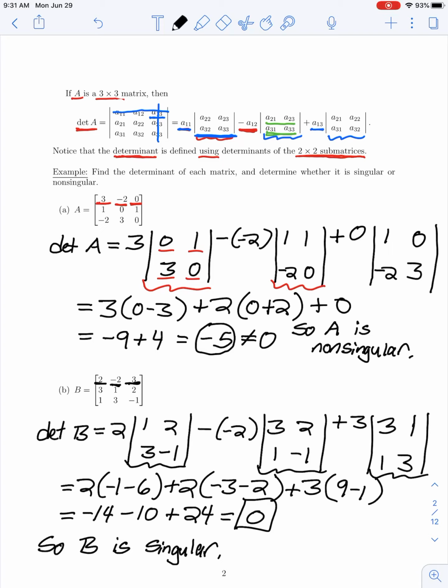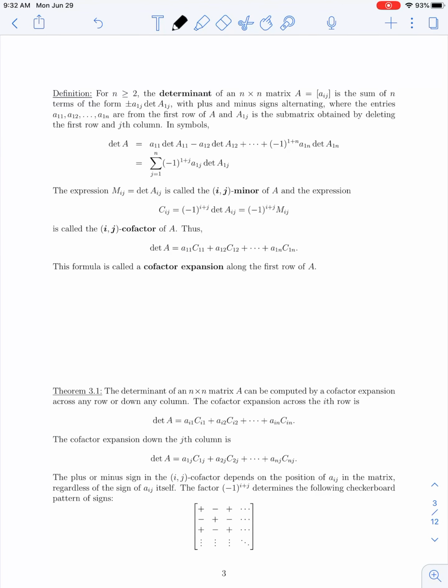All right. So we've seen here that to find the determinant of a 3 by 3 matrix, we can reduce the calculation, or define that determinant, to involve the determinants of smaller 2 by 2 submatrices, and use the entries along the first row of the given matrix times those determinants of the 2 by 2 submatrices to get our determinant for the larger matrix. So we can extend that definition for larger square matrices.